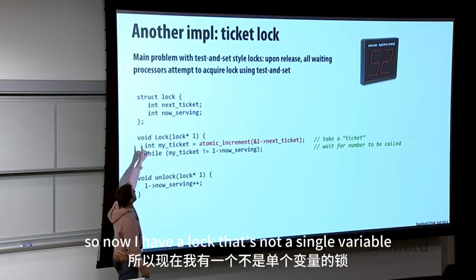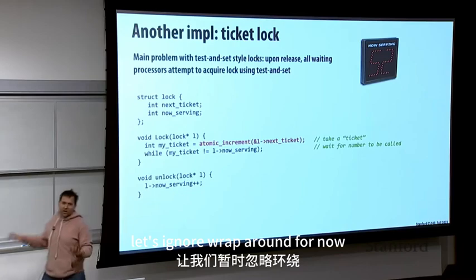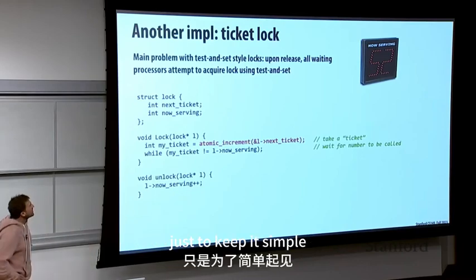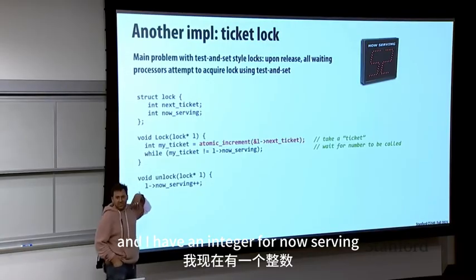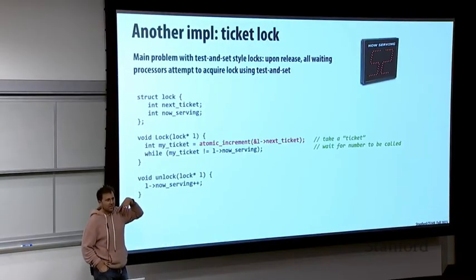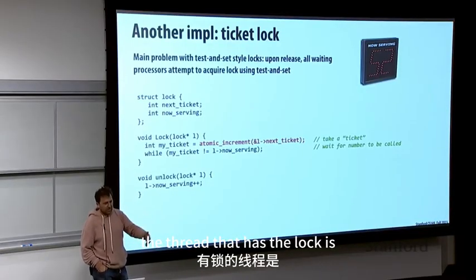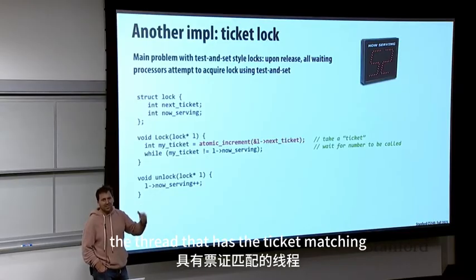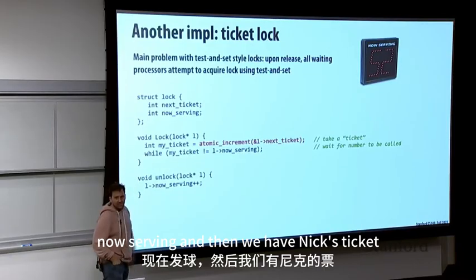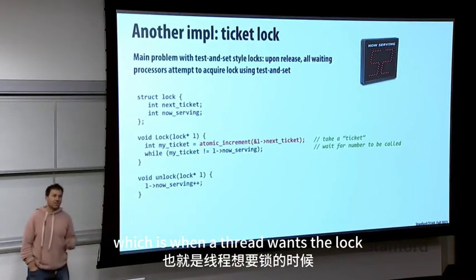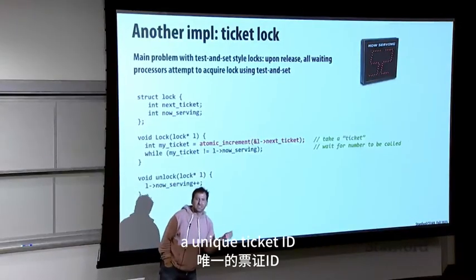So now I have a lock that's not a single variable, but actually two integers. Let's ignore wraparound for now, just to keep it simple. I have an integer for now serving, where the thread that has the lock is the thread that has the ticket matching now serving. And then we have next ticket, which is when a thread wants the lock, it walks up to the counter and says, can you give me a ticket, a unique ticket ID?